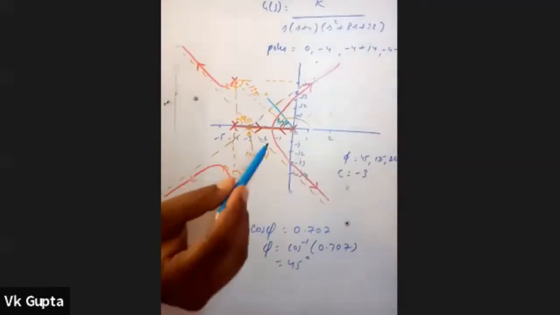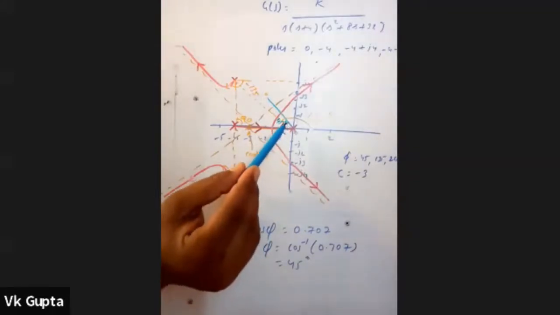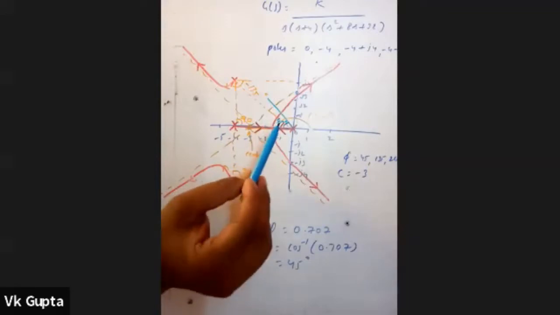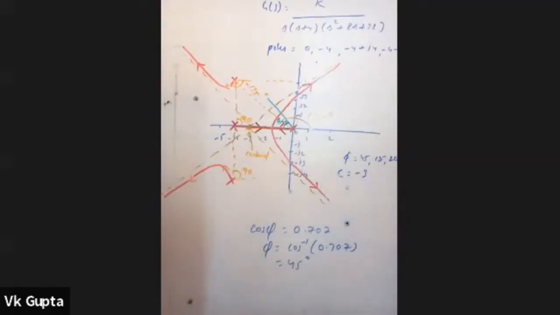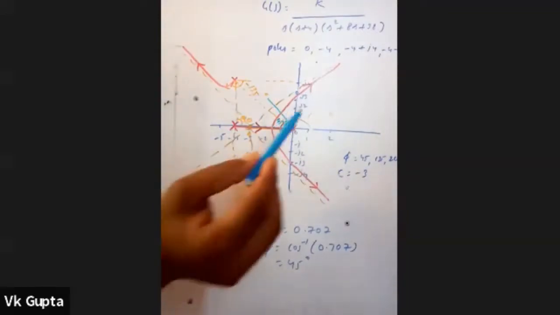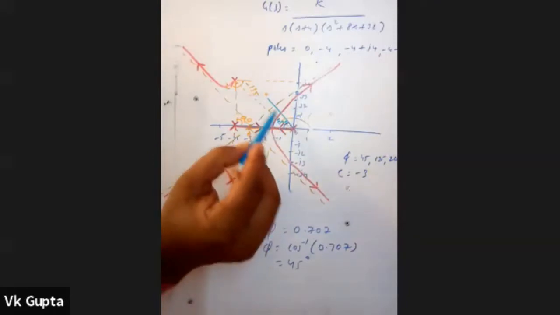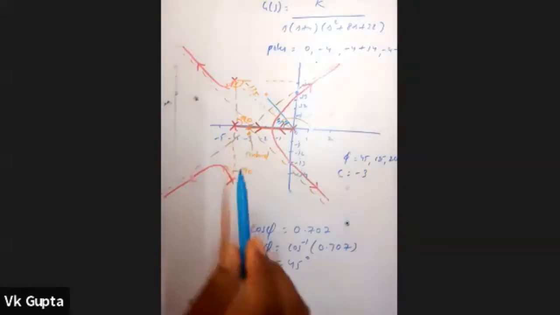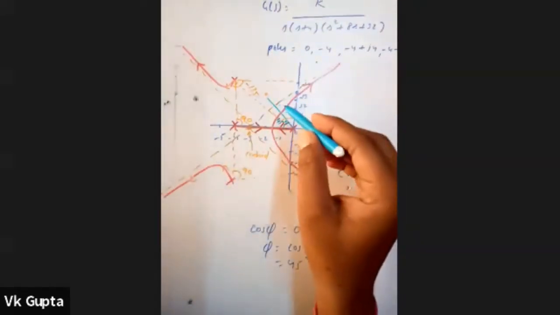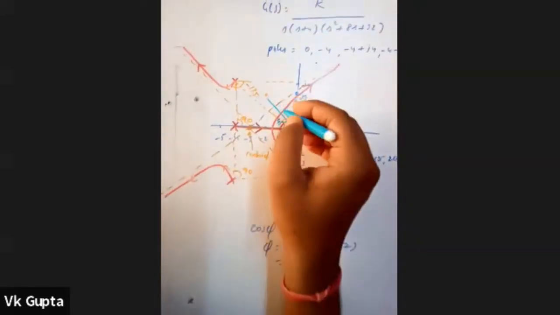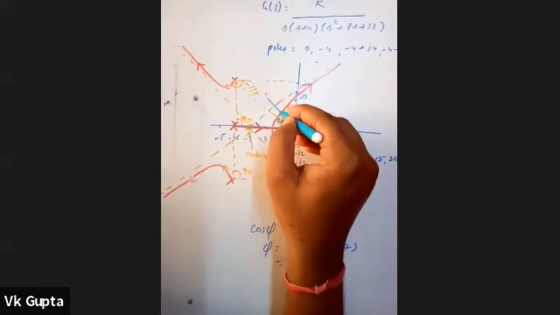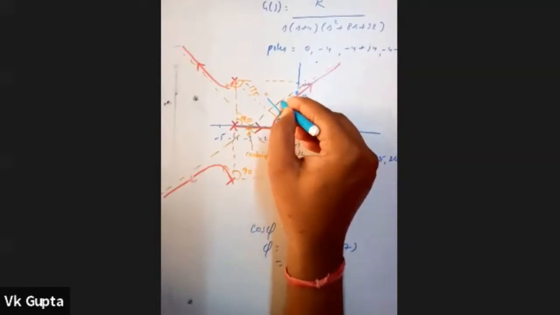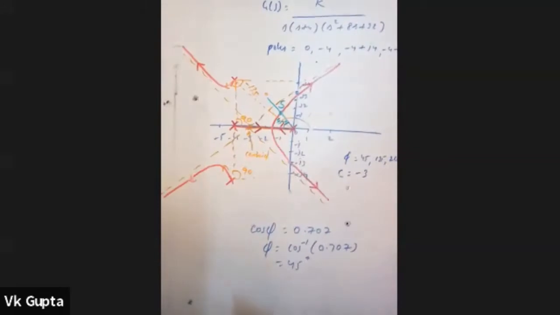Again I'm repeating, the line should intersect our root locus, and since our root locus is on the left hand side, we have to draw the 45 degree line in the negative axis in such a way that it intersects our root locus. It is intersecting at this point. Let this point be S.